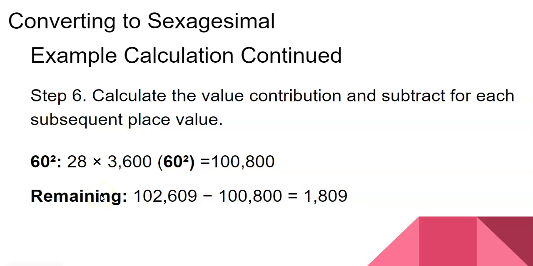Step number 6, calculate the value contribution and subtract for each subsequent place value. The digit at the 60 squared place value is 28. So multiply 28 by the value of 60 squared, which is 3,600. The product is 100,800. Now let's compute the remainder by subtracting the 60 squared place value contribution of 100,800 from the previous remainder of 102,609. The difference is 1,809. So this is now our remainder to be used for the next lower place value.